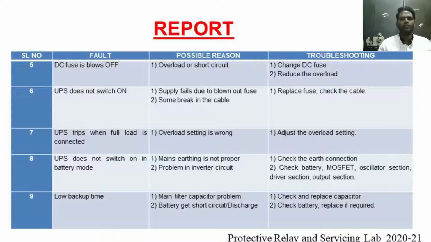So next is that the UPS does not switch on in battery mode. For this problem, the possible reason may be that the mains earthing is not proper, or a problem in the inverter circuit. The suitable remedy for this one is to check the earth connection and make it a proper earth connection, and check the batteries, MOSFET, oscillator section, driver section and output sections. If anything fails, then remove those components and install new ones with my soldering gun.